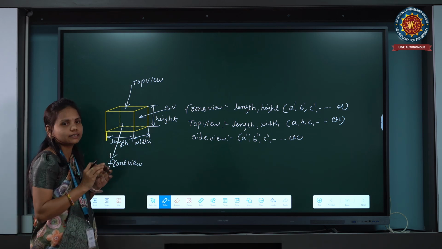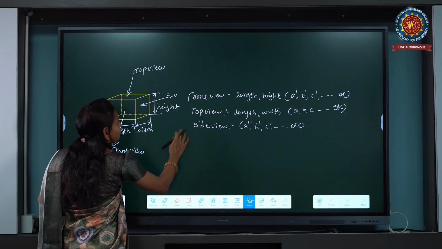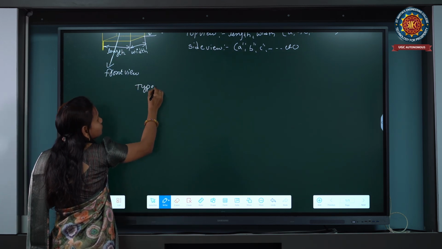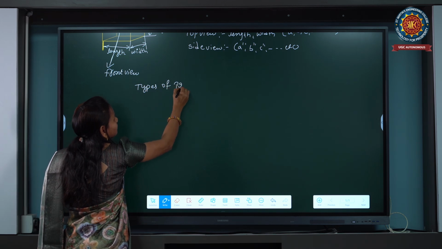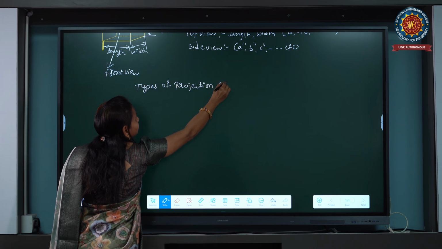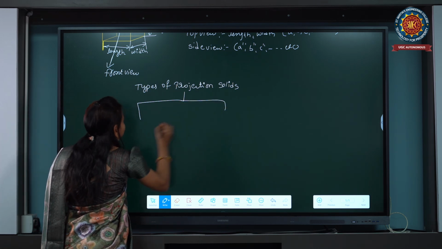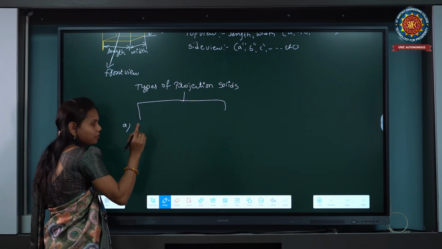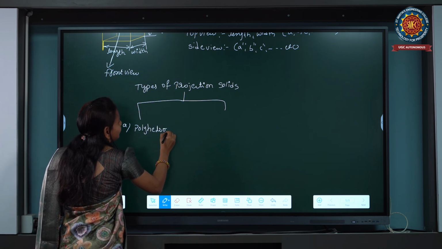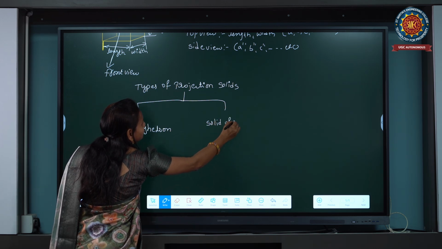Next, what are the types of projections of solids? Projections of solids are classified into two types. The first one is polyhedron, and the second one is solid of revolution.